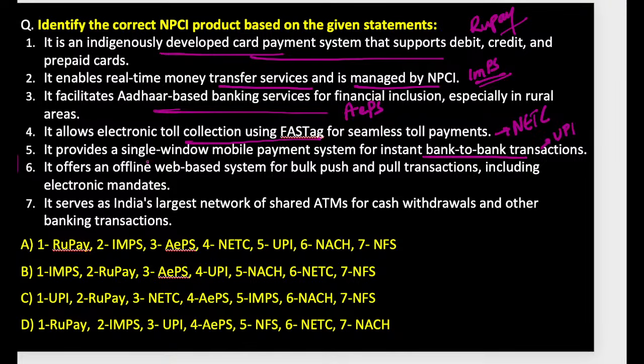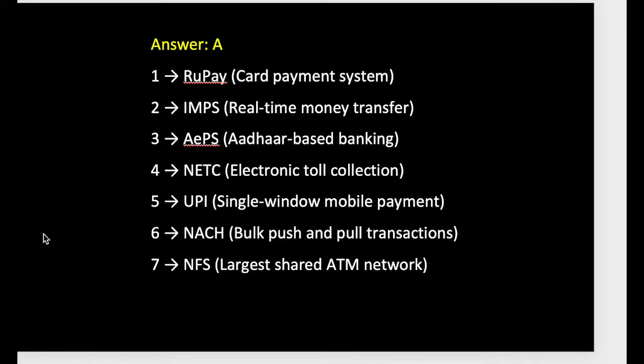The next one offers an offline web-based system for bulk transactions, inward and outward, like salary distribution, pension distribution and all. That is the National Automated Clearing House. It serves as India's largest network of ATMs, that is NFS, National Financial Switch. So what you guys are saying, A, RuPay, yes, absolutely right. So option A only will be the right answer for this particular question. Well done, guys. Next one.